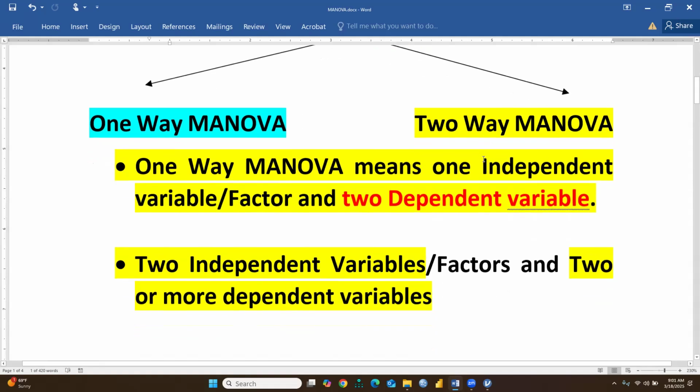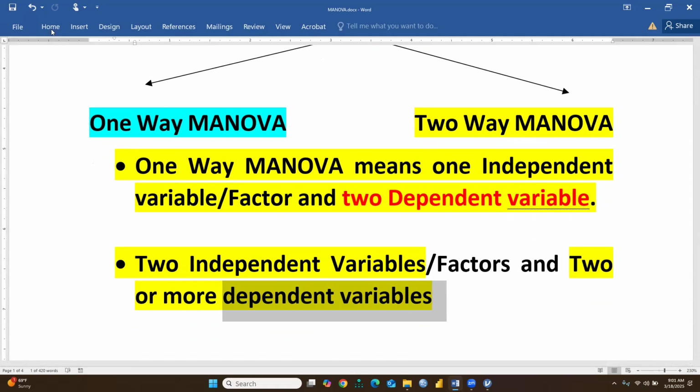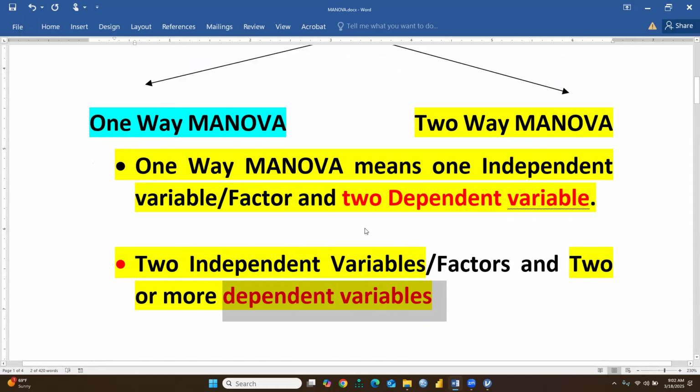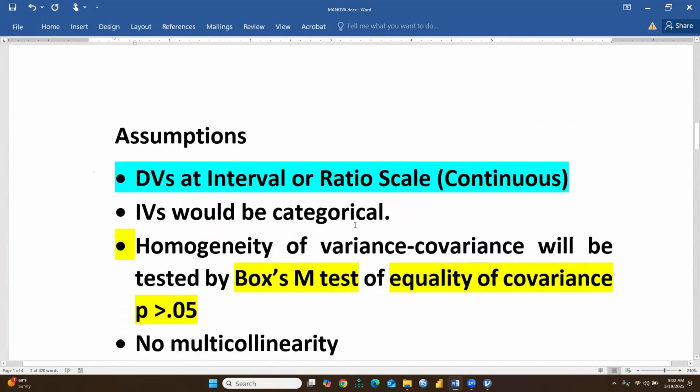When we are talking about two-way MANOVA, it means both sides two. So there are two or more independent variables, that is known as two-way MANOVA. And two independent variables, right? So this is two-way.